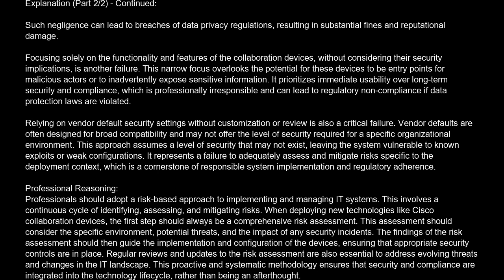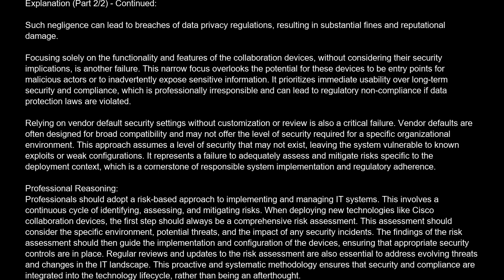Focusing solely on the functionality and features of the collaboration devices, without considering their security implications, is another failure. This narrow focus overlooks the potential for these devices to be entry points for malicious actors or to inadvertently expose sensitive information. It prioritizes immediate usability over long-term security and compliance, which is professionally irresponsible and can lead to regulatory noncompliance if data protection laws are violated.